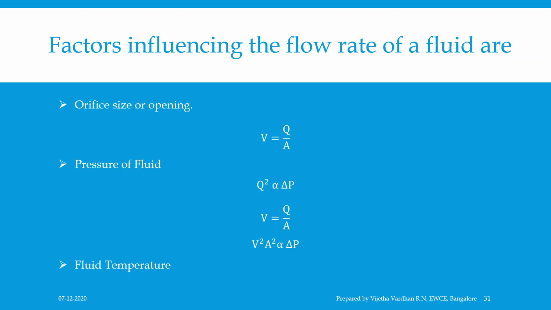That is, as the temperature increases, the viscosity of the fluid decreases and the fluid becomes thin and flows easily. Similarly, as the temperature decreases, the viscosity of the fluid increases and the fluid becomes thick and flow becomes difficult. That is, the temperature influences viscosity and viscosity in turn influences velocity of flow.